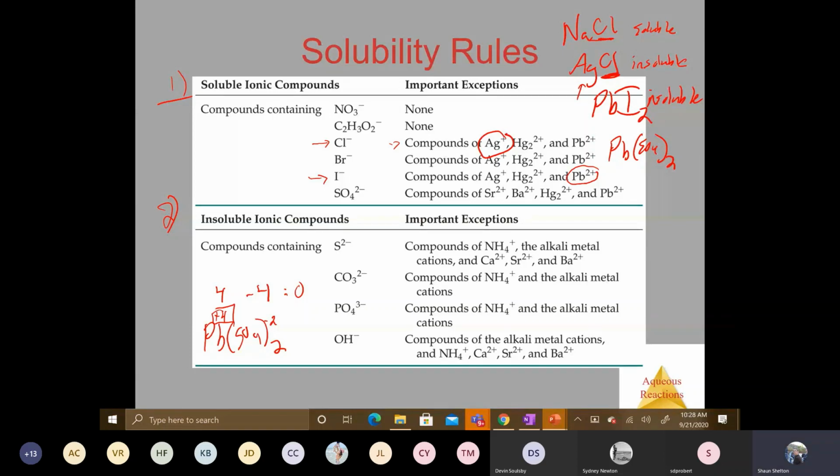Now I come back up to sulfate and I see sulfate is in the last row. The exceptions are strontium, barium, mercury, and lead with a +2. I come back here and I see, okay, my charge of this lead is +4. That's not +2. That means that this compound is soluble. So you've got to be really careful looking at the charges of those transition metals, which lead is.